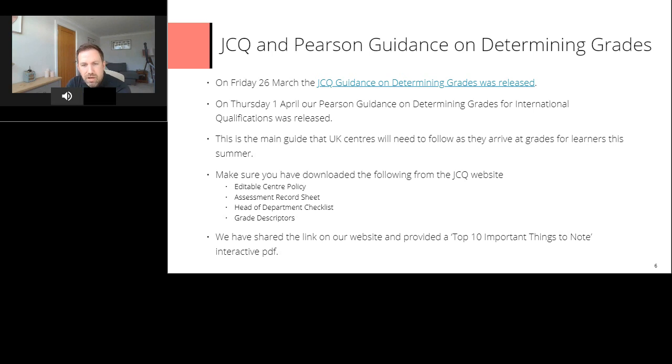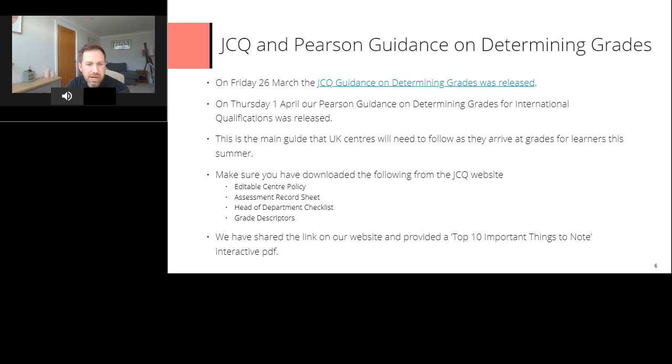If you haven't done already, on the JCQ website, you can also access our editable centre policy. So we've tried to include as much information in the centre policy as possible for you in the template to help centres use that as the basis for their policies this year. So please do download that. It also contains the assessment record sheet, so how you will record the evidence that you're using for students in arriving at grades for them this year.